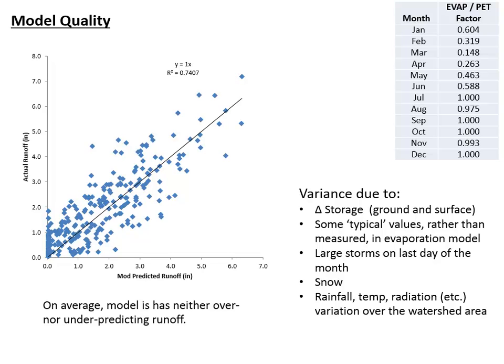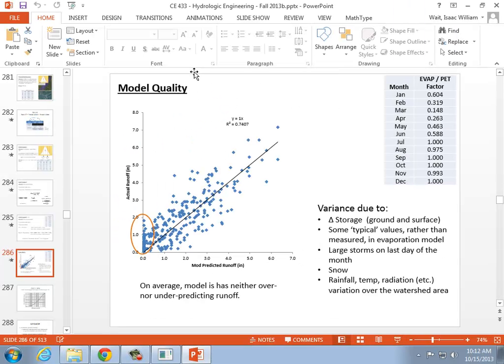Sometimes it'll throw things off if there's a really big storm at the end of the month. So if you have a precipitation event in April, but then you don't see the runoff from that event until May because the storm was on the last day of the month, then that can throw things off a little bit as well. Snow is kind of tricky because it melts more slowly, and so if it precipitates during one month but then the snow doesn't melt until the next month, then that complicates things a little bit. Then there's also spatial variation effects in rainfall, temperature, and so on. So let me open up the spreadsheet and just show it to you.